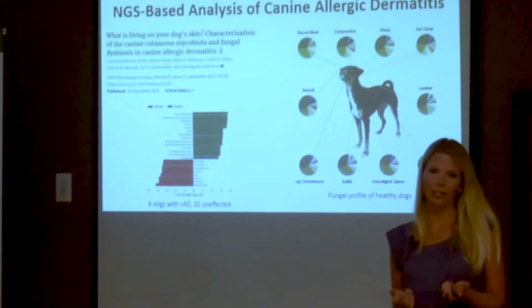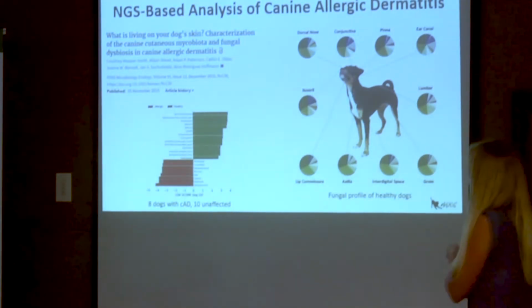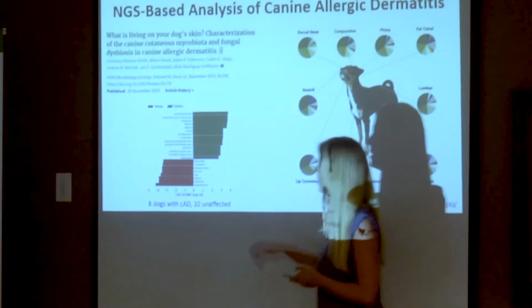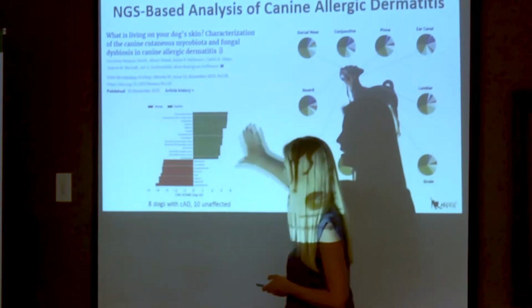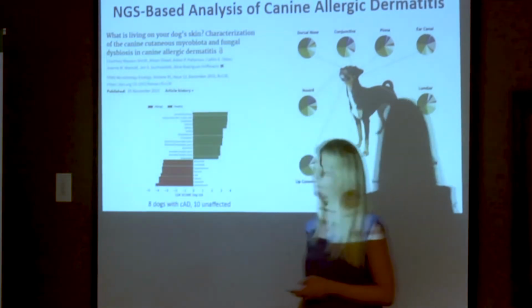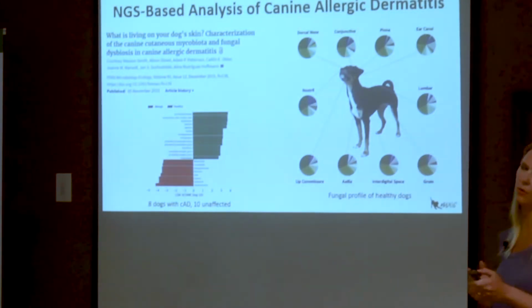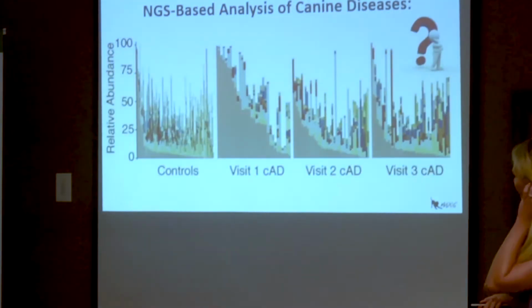Of course, there's not only bacteria, there's also fungi. Here's again what a clinically healthy dog looks like. This is a case of allergic dermatitis. And they found that Saccharomyces cerevisiae is more associated with a healthy dog, whereas these on the other side are associated more with diseased dogs. So you can clearly distinguish which fungi are causing disease as well.